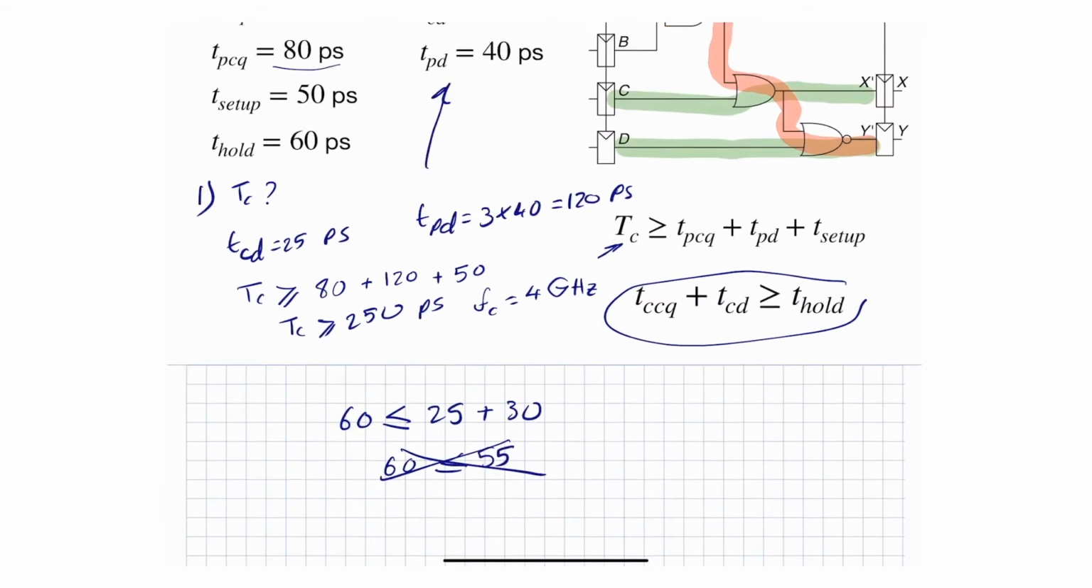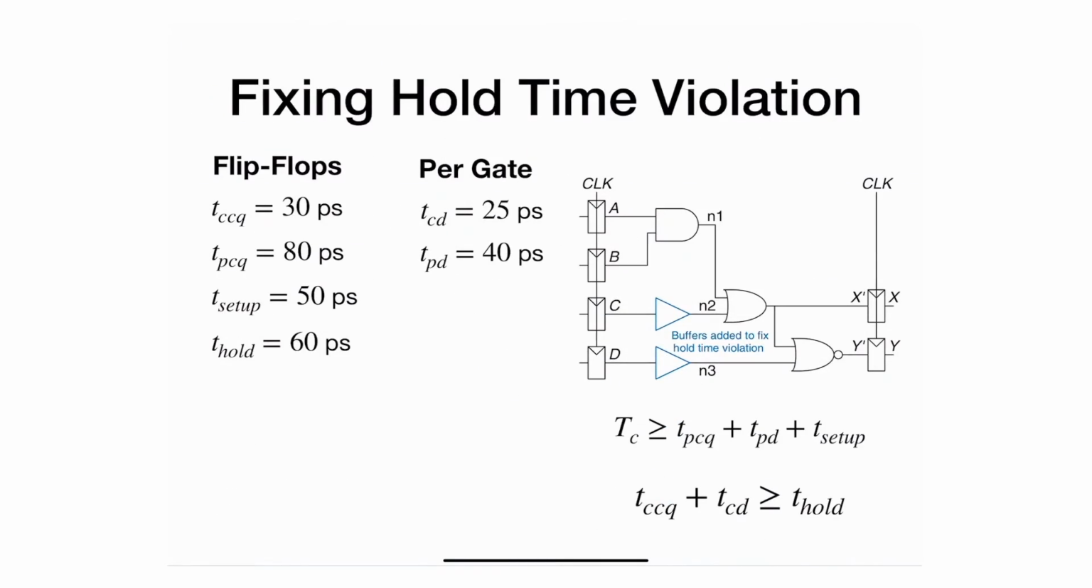So one quick fix is the following. You can compute this all at home as well, but you can see what I did is I added a couple of buffers in here and a couple of buffers in here. With a hold time violation, it gets violated if the circuit is too fast. So what we need to do is slow it down a little bit.